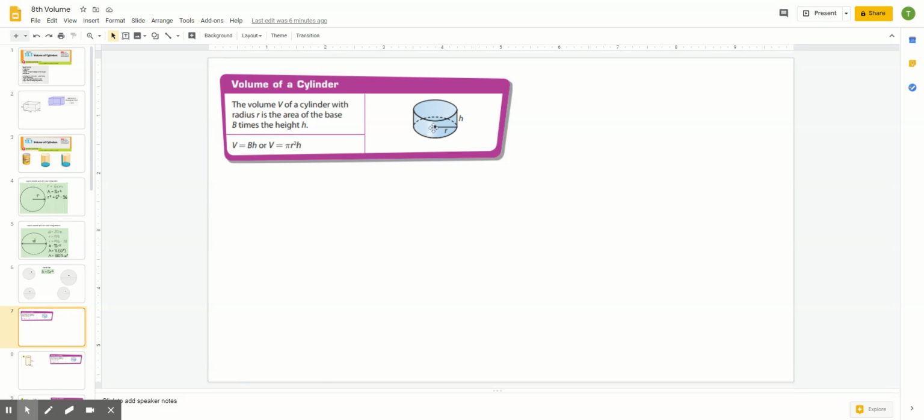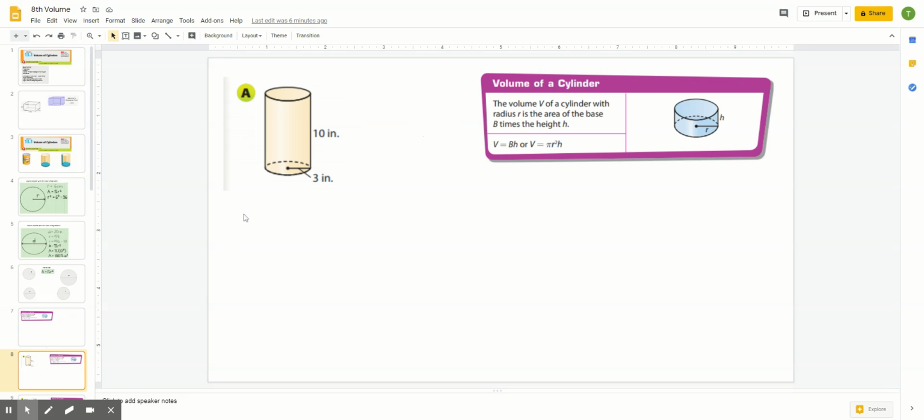So there's your radius. All right, so you're going to square your radius again to find the area of the base, which is going to be radius squared times pi, and then you times it by your height. All right, so let's look at an example here.